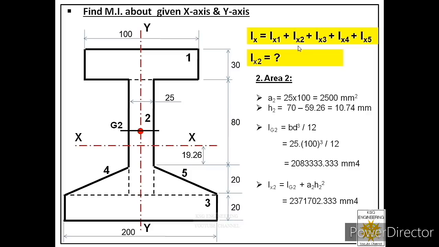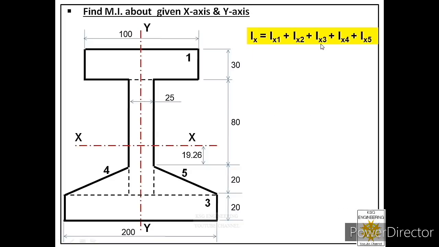Now let us move on to the next unknown, that is Ix3. So how to find Ix3? Ix3 is related to area 3. It means the very first step is we should find its area. It is a rectangular area, so its area will be length into width, that is 200 into 20. So we'll get 4000 mm square as its area.